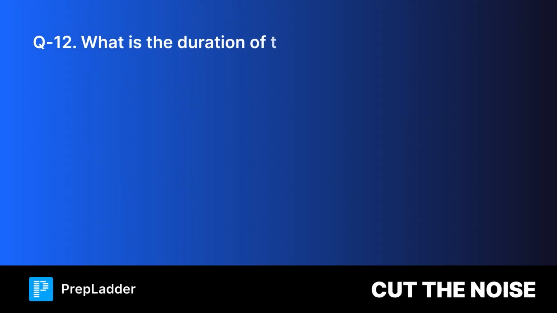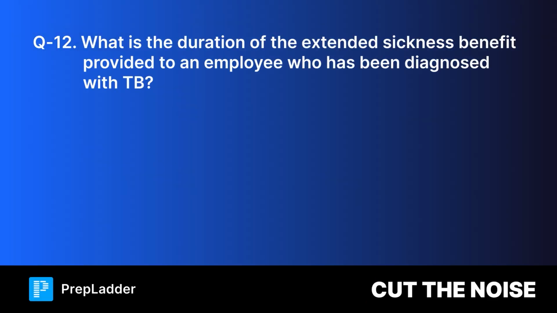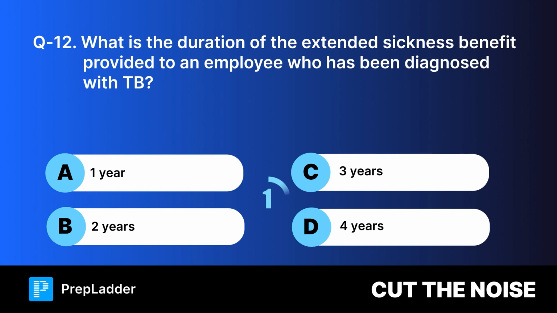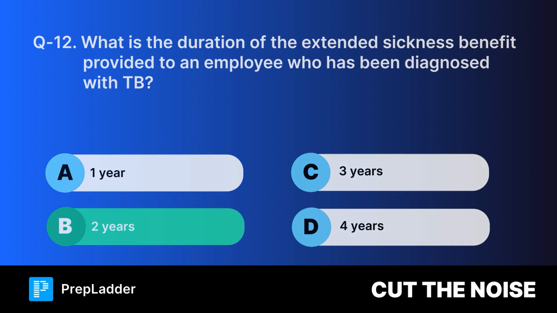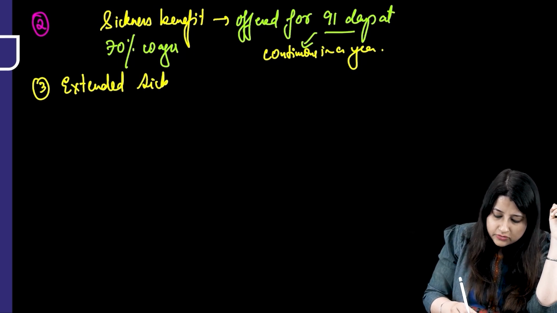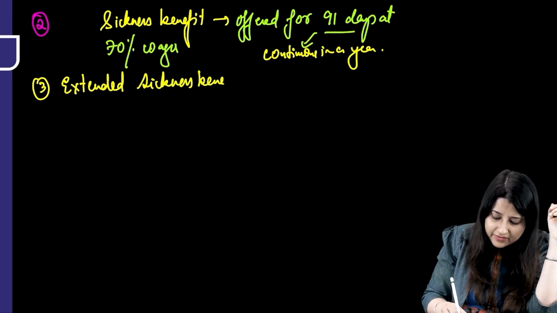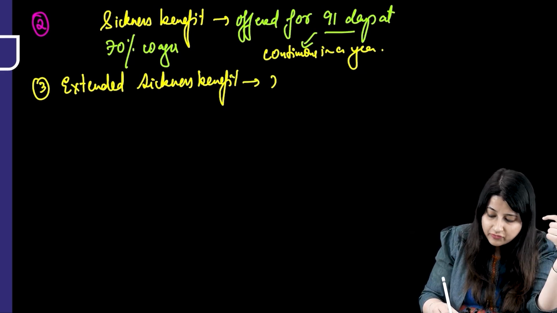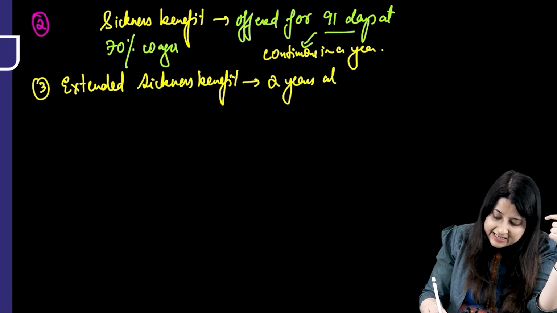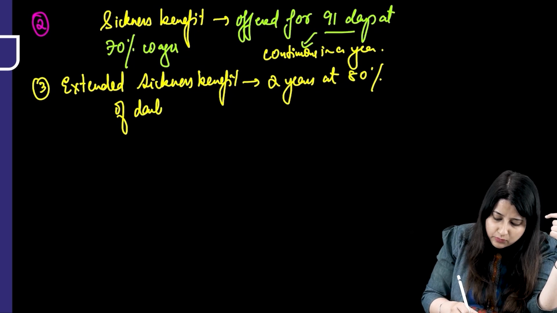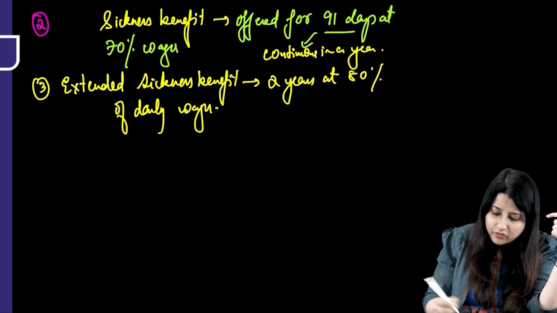Question 12. What is the duration of the extended sickness benefit provided to an employee who has been diagnosed with TB? Your options are, and the correct answer is 2 years. Here's the explanation. Extended sickness benefit is offered for 2 years, at 80% of daily wages. So this is extended for 2 years.